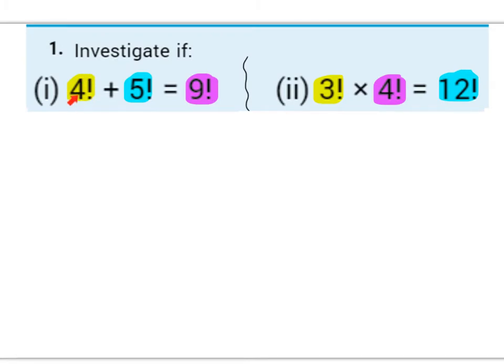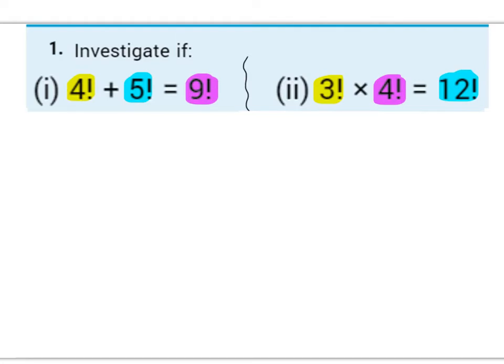So 4 factorial, we know, is 4 times 3 times 2 times 1. So you can either stick 4 and the factorial symbol into your calculator. It's an exclamation mark, but in maths we call it factorial. Or you can input into your calculator 4 times 3 times 2 times 1, because that's what 4 factorial is. And 4 times 3 is 12, 12 times 2 is 24, and 24 times 1 is still 24.